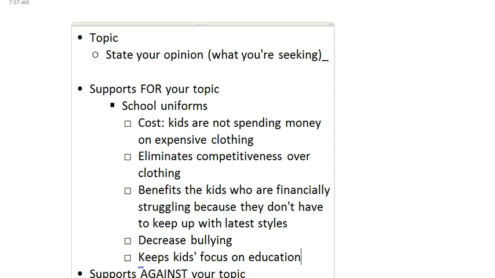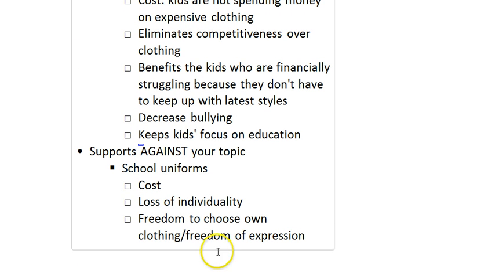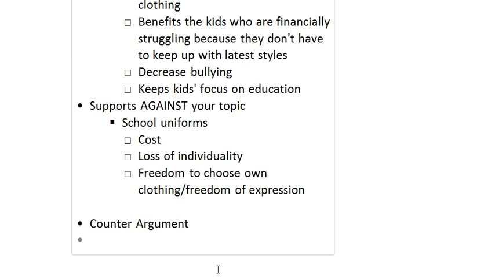All right, so I've listed out my fors and my againsts. Now, the next thing you need to have in your persuasive is the counter argument. Well, if I am going to be for school uniforms, I'm looking here at cost, loss of individuality, and freedom to choose clothing and freedom of expression. I'm going to tackle freedom of expression.